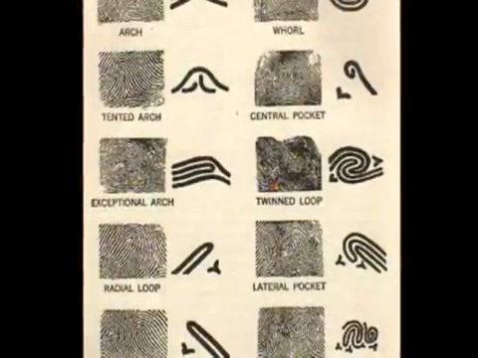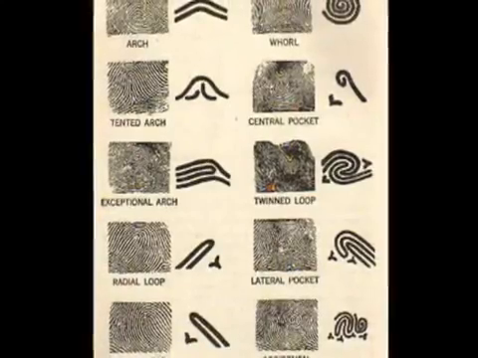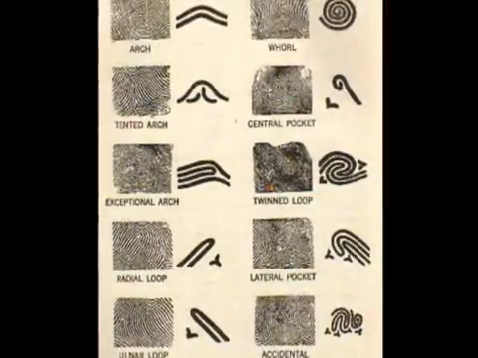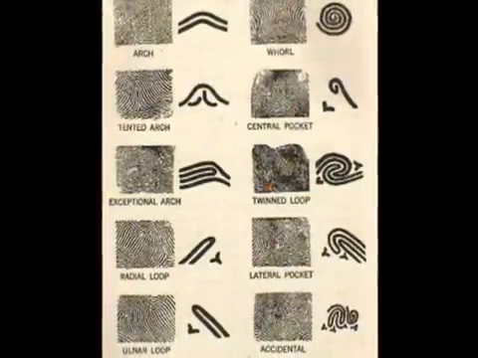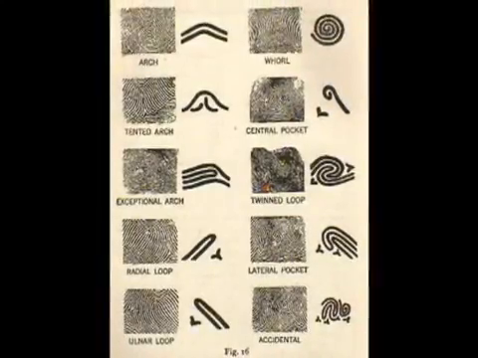Composites of level 1 identification are a combination of loops, whorls, and arches. Any combination may occur. Examples include two loops, a loop and a whorl, or an arch and a loop.